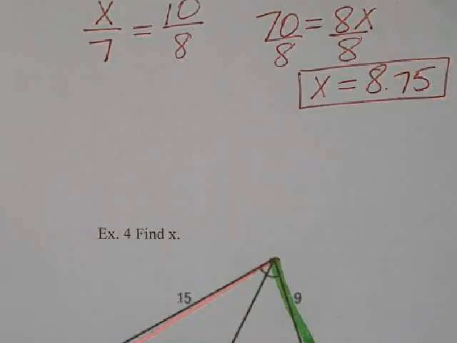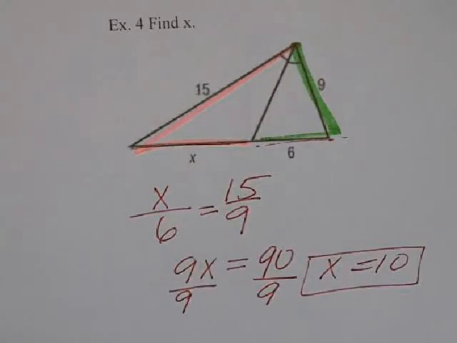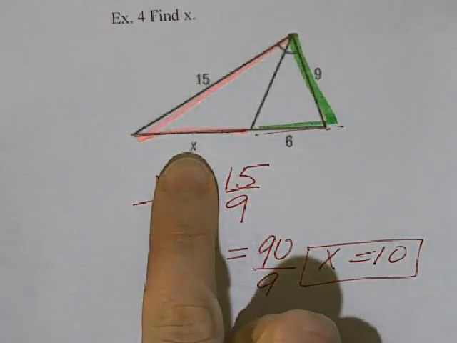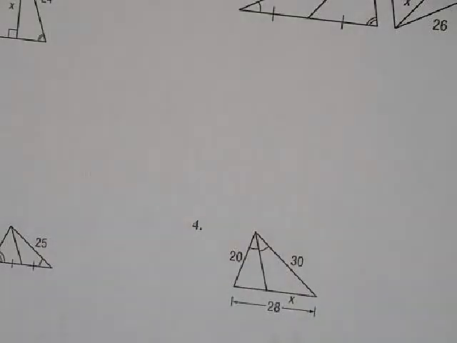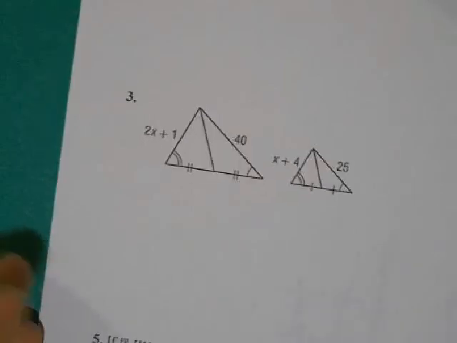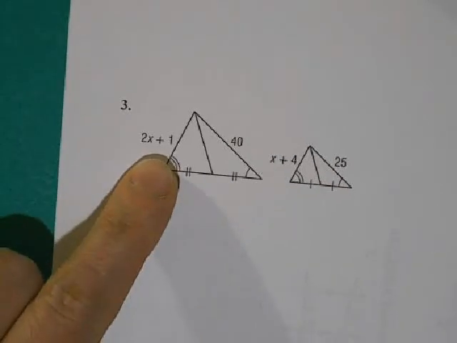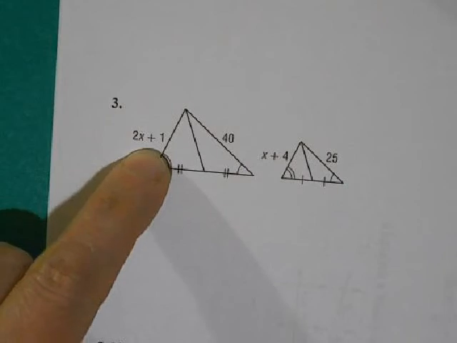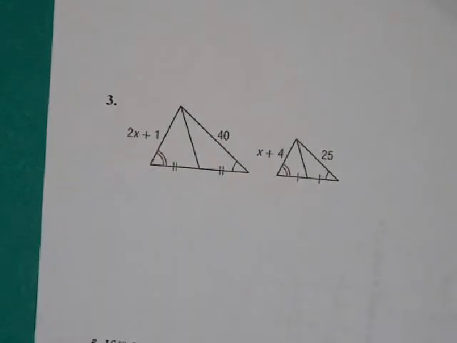Alright. Okay guys, these were all some pretty simplistic examples. x was our length. We didn't have any expressions, but if you look on the worksheet, you're going to have some with expressions. So just remember, when you write your proportions, that you need to do those parentheses and then distribute. Okay?